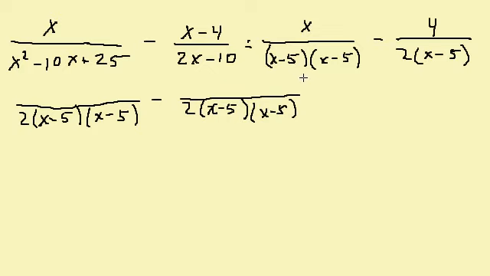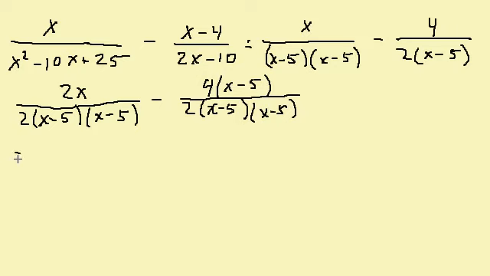So now, what do I need to multiply to this denominator to get my common denominator? Well, you can see that's a 2. So I have to multiply the 2 times the x. So that gives me 2x. What do I need to multiply to this denominator to get my common denominator? Well, that's an x minus 5. So I have 4 times x minus 5.